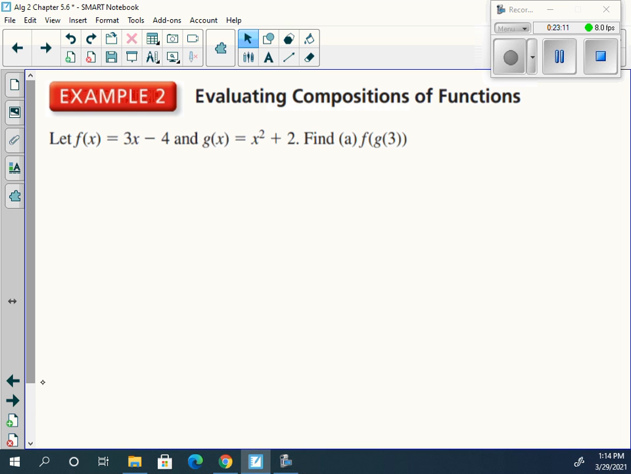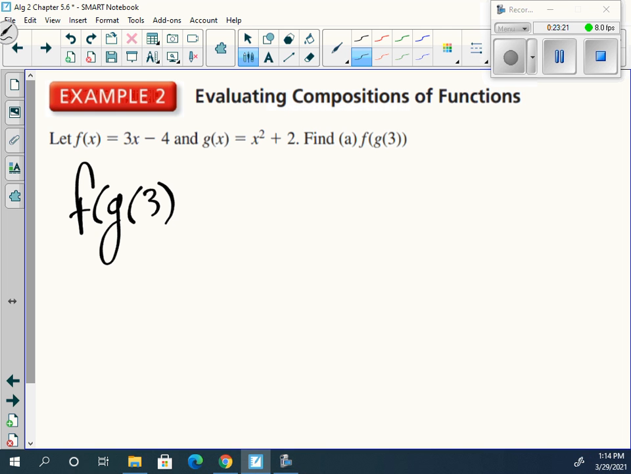Now let's look at the other thing. This is the last thing we'll be covering. Now what's changing is that we're not actually looking at f of g of x. We're looking at f of g of 3. F of g of 3. And again, whenever we work with these, we're going to work from the inside out.